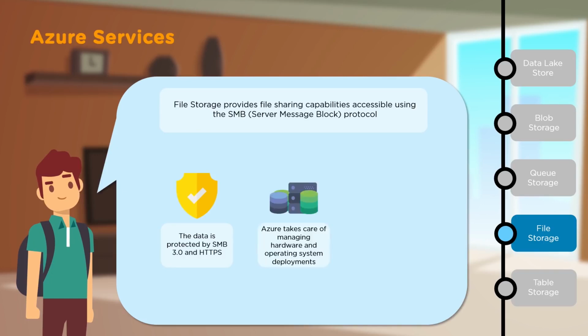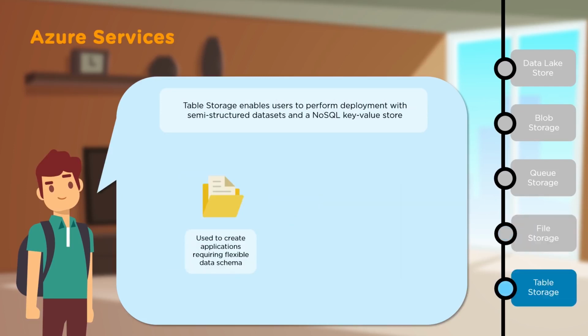In this case, like we mentioned in functions, Azure takes care of all the hardware needs and the operating system deployments on its own. It also improves on-premises performance and other capabilities. Lastly, we have Table Storage. With Table Storage, you can deploy semi-structured datasets and a NoSQL key-value store. Now this is used for creating applications which have a flexible data schema, and considering how it has a very strong consistency model, it's mainly aimed at enterprises.